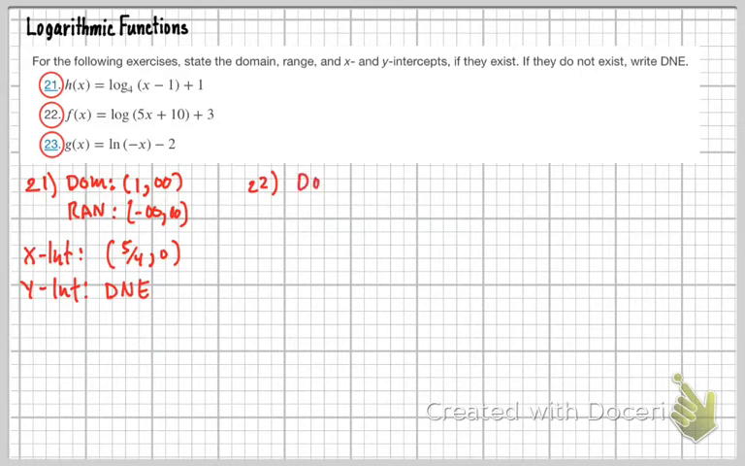So then for my domain for the second one, I'm just going to take that 5x plus 10 greater than 0 because that's what's inside of my log there. And remember, I can't take the log of a negative number. So I move the 10 over and divide by 5. So x is going to be greater than 2. So, in a sense, what we're seeing here is that shifted to the right 2.